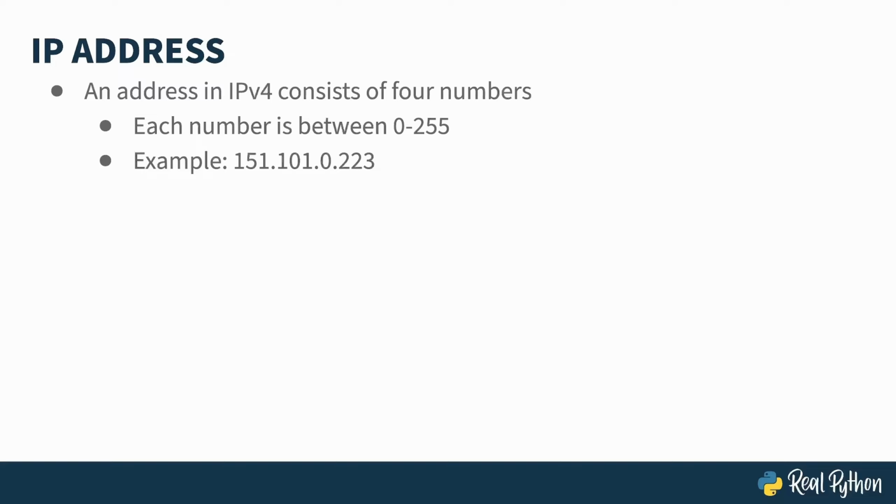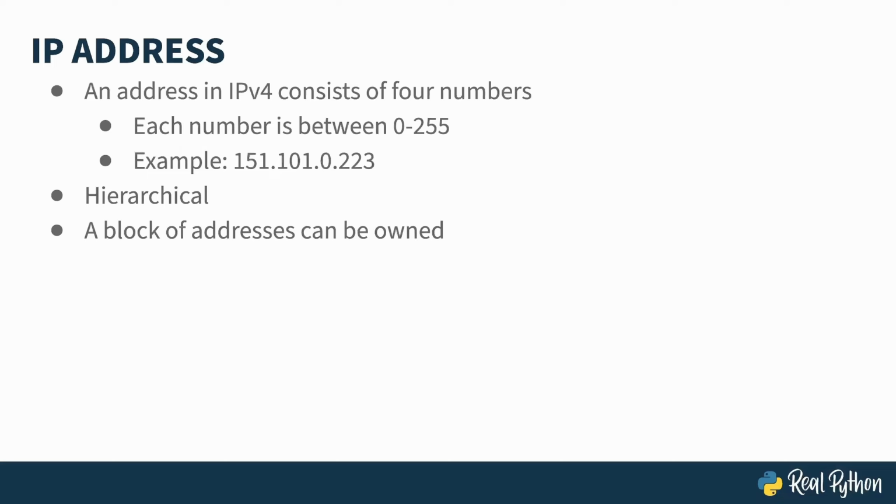You saw this in an earlier lesson where one of the IP addresses for python.org is 151.101.0.223. An IP address is hierarchical, meaning blocks of them can be owned. For example, a company could own the entire 151 parent block and then be in control over all the addresses made up of the combinations of the other 3 numbers. This isn't the case. They're typically spread out more than that, but that's the idea.